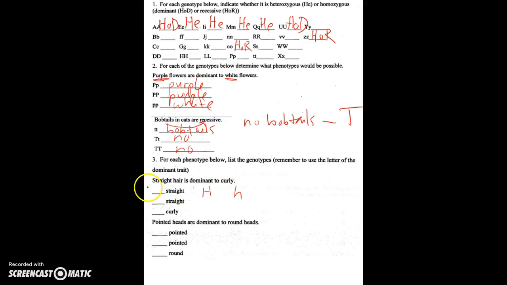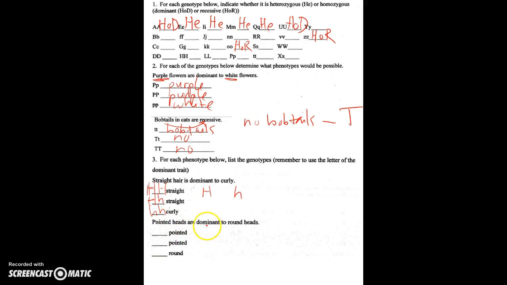So if you have straight hair, you have to have at least one big H. So one way you can have it is two big H's. That'll give you straight hair. Or you can have a big H and a little h, which is still going to give you straight hair. The only time you can have curly hair is if you have two of the recessives. So you have to have little h, little h. And again, I apologize for my handwriting.